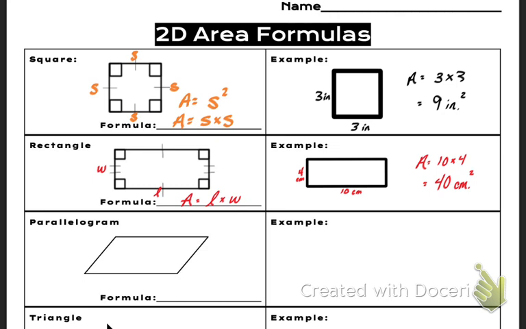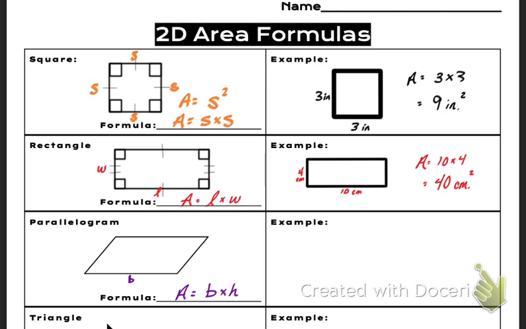We are going to find the area of a parallelogram by taking the base times the height. Let me change colors here. Now, in a parallelogram, the base, pretty clear, is just the bottom of that figure. The height is where things get a little bit tricky.